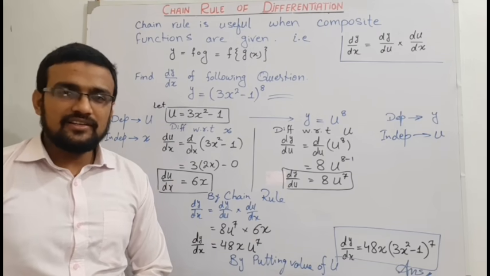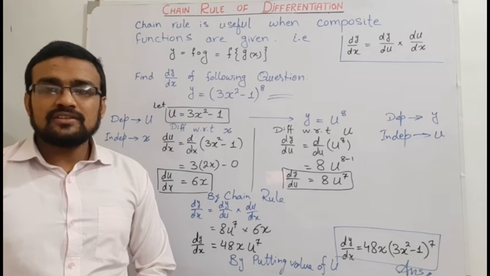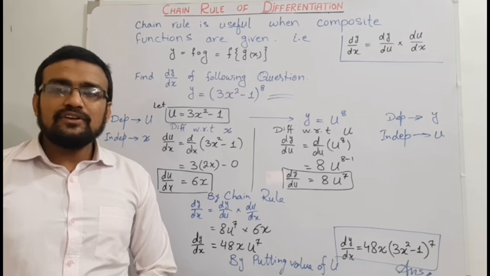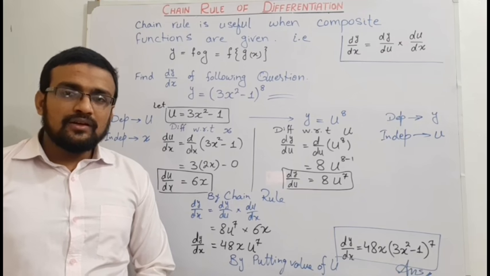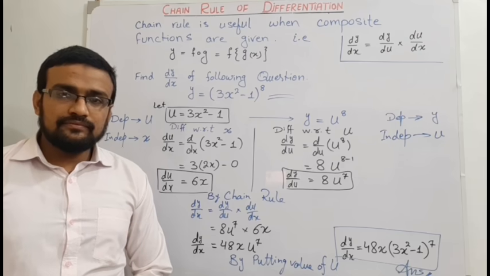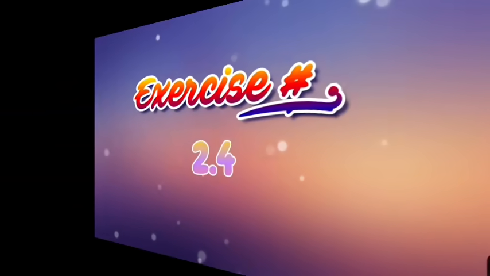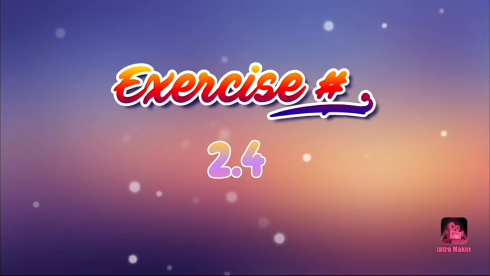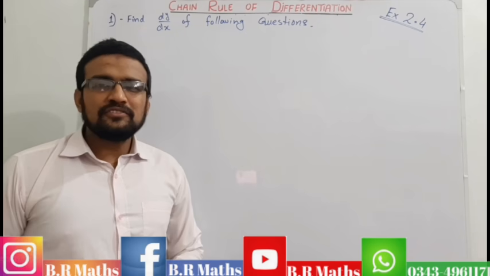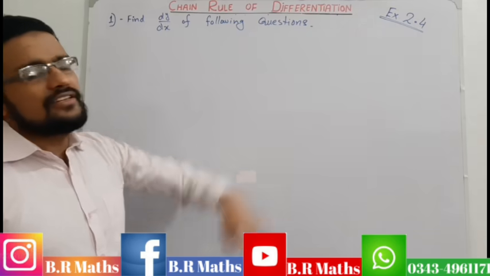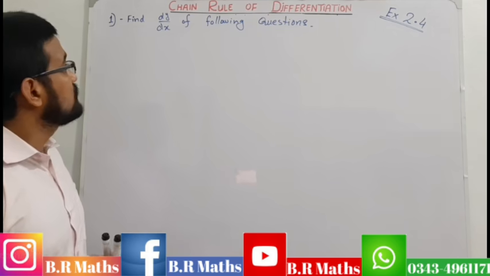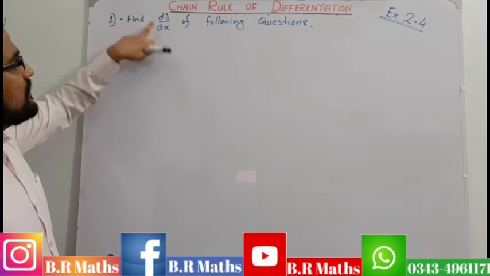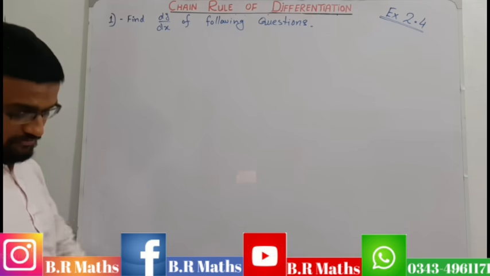I hope you understand this, and for more questions and exercises of intermediate FSc part 2, exercise number 2.4, I'll start now. Now students, start exercise 2.4, FSc part 2. Question number 1. Find the derivative dy over dx of the following questions.